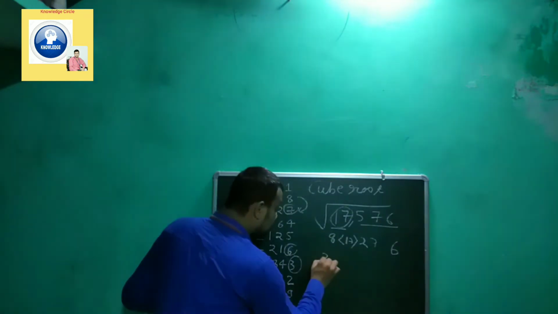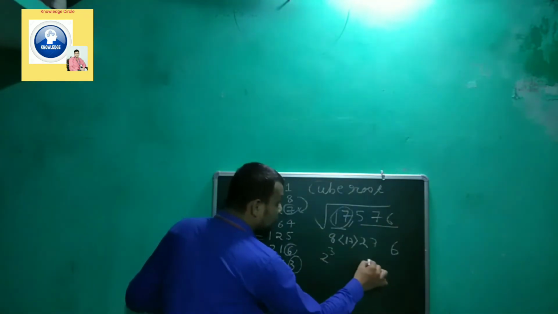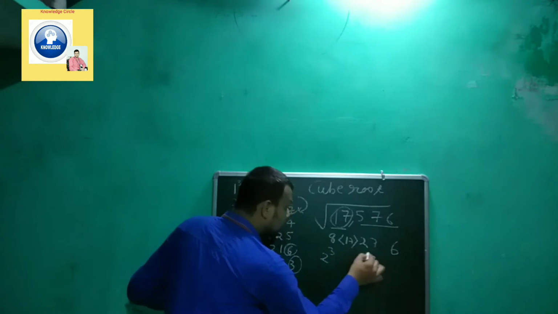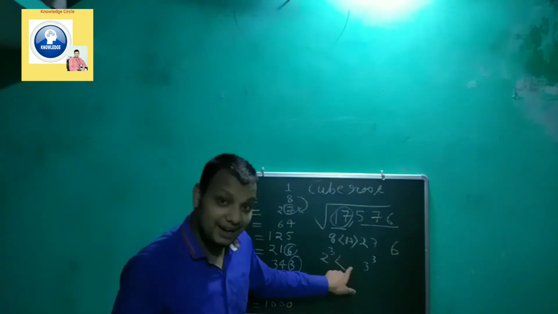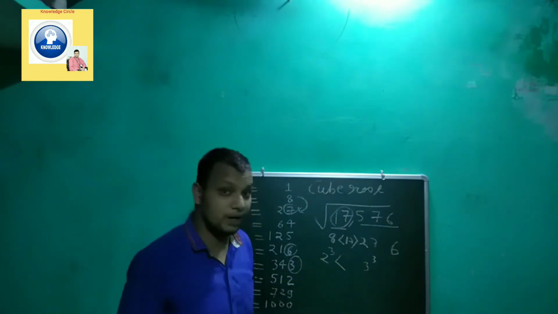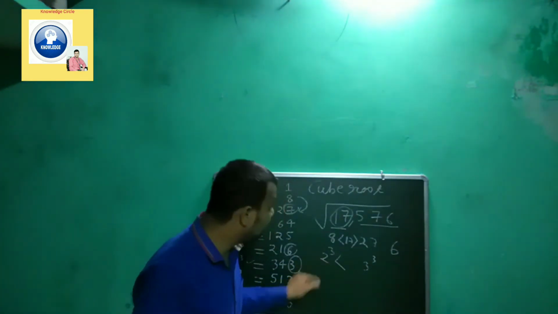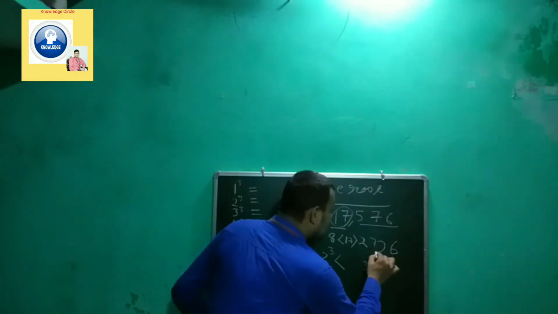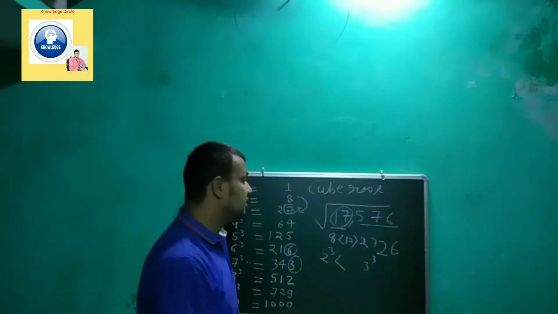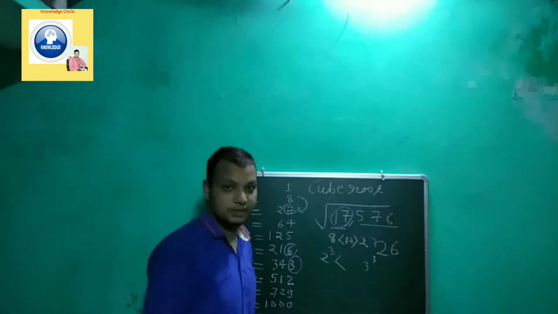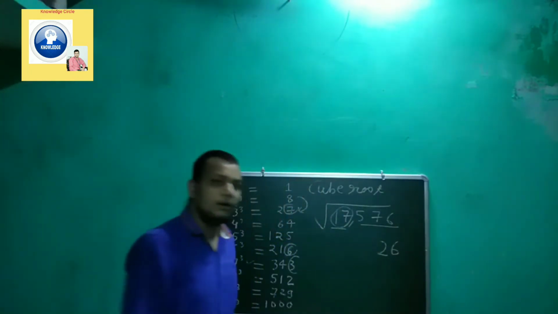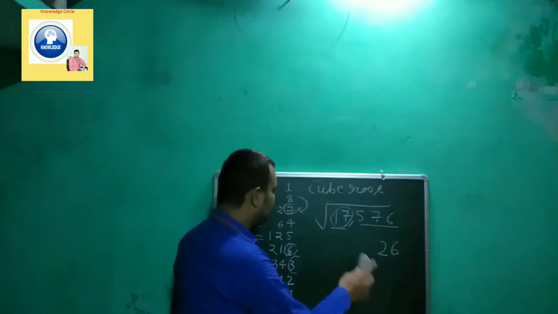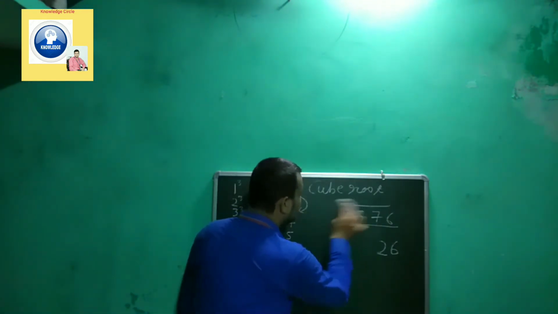8 is the cube of 2, and 27 is the cube of 3. So if 17 is greater than the previous cube number, we put the previous cube's root here. So your answer will be 26. If you are confused, you can fact check it. You can verify it.